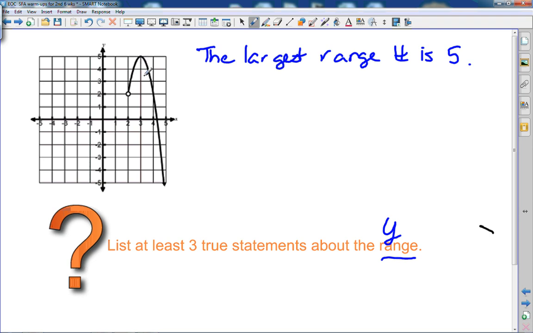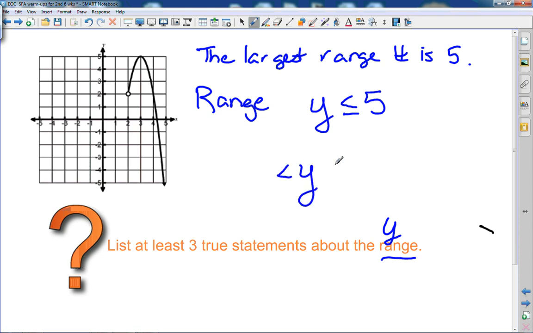And this goes down forever. I could say that the range is y is less than or equal to the top number here, 5. Because after that, it keeps going down, down, down, and goes on to infinity. I'd make my notation like this: it starts up here at 5, and it's equal to that, and it goes all the way to infinity. Those are just some statements you could use.